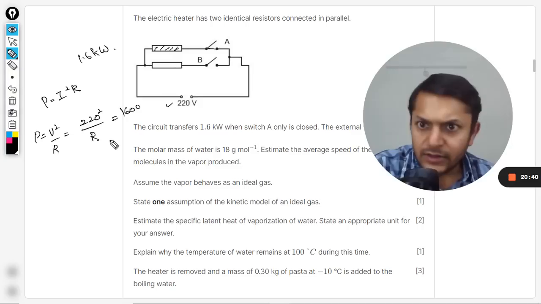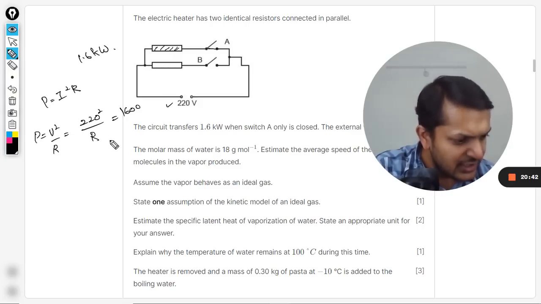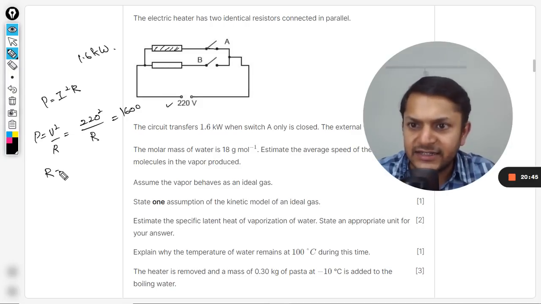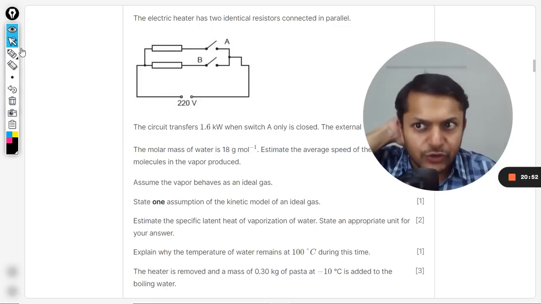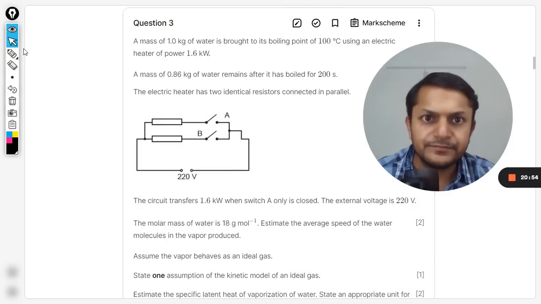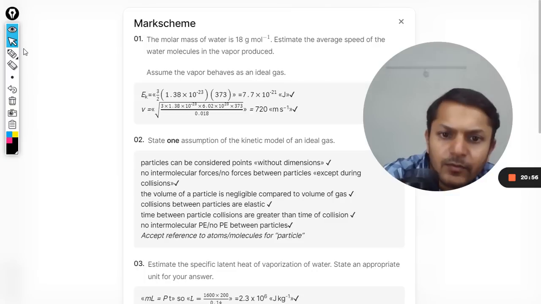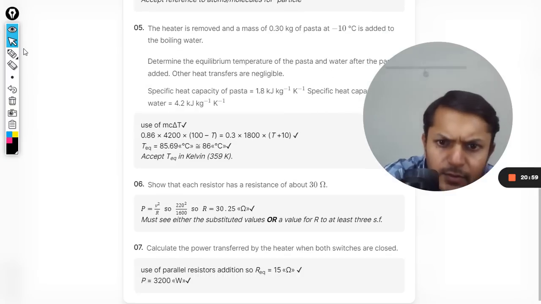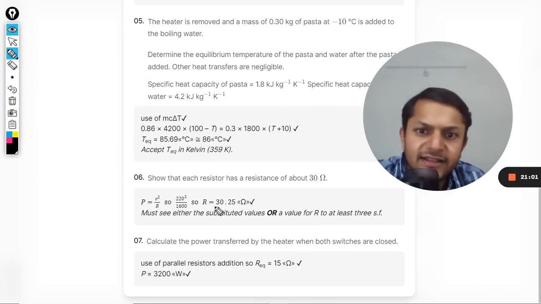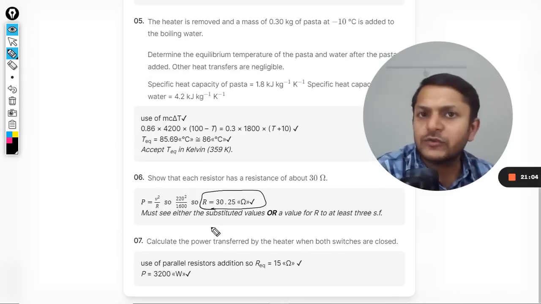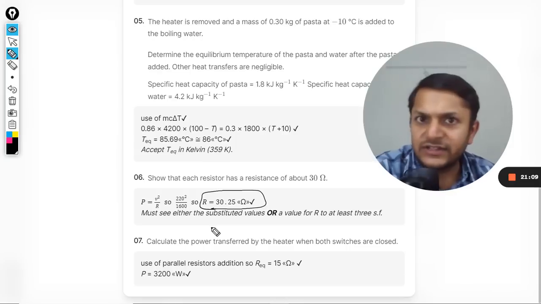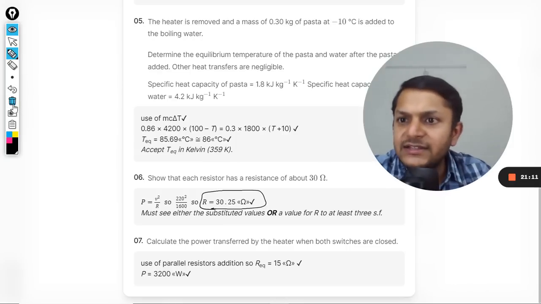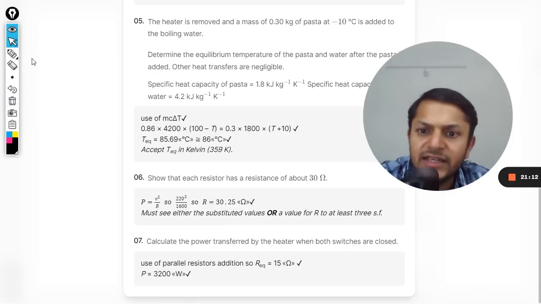Let me do it. 220 squared divided by 1600. Yeah, I'm getting the value of the resistance as 30.25 ohm. And let us see if they are getting the same value, 30.25, in the mark scheme. Yes, exactly. They are getting 30.25. And because both of the resistances are identical, we can say that both of the resistances are 30.25. Let us now think about the last question now.